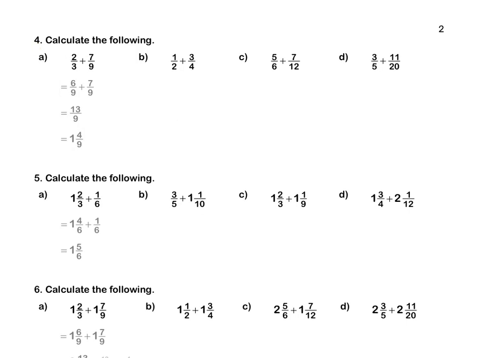Question 4. We have thirds and ninths. The lowest common denominator is 9. For 2/3, 3 times 3 is 9. So we times the top by 3 as well, and 2 times 3 is 6. Then we add up to get 13/9. Now this is an improper fraction, so 9 fits into 13 once exactly, with a remainder of 4/9. Press pause to complete the rest of question 4 by yourself.